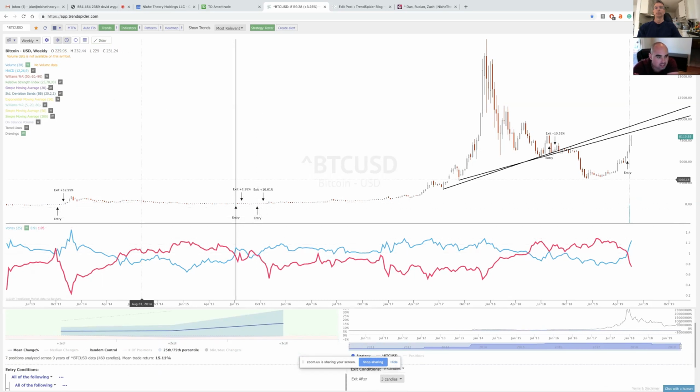The next time it crossed was right around here. And after 3 candles, the return was 10%. Interesting. Wow. So you're doing a 3 candle move before the pullback.